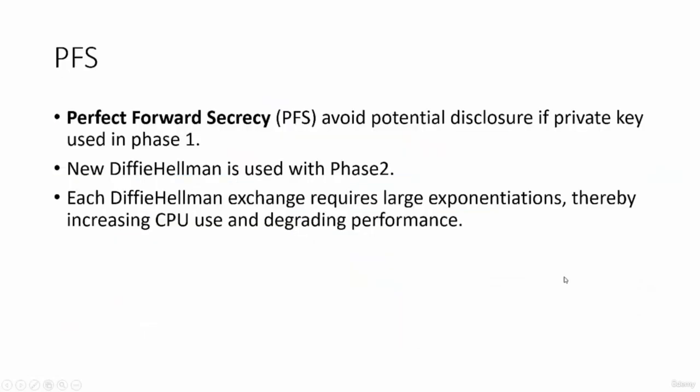Now let's talk about perfect forward secrecy. Perfect forward secrecy avoids potential disclosure if the private key was compromised. In that case, you're going to use the Diffie-Hellman key exchange in phase 2. Each Diffie-Hellman exchange requires larger exponentiation, because we are going to have to create different sets of keys, which results in increased CPU. So let's see how that happens.